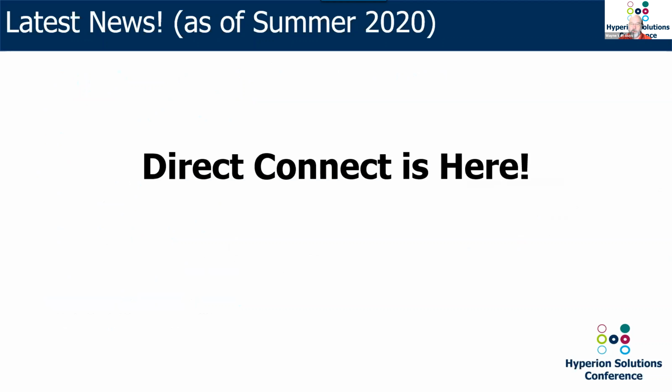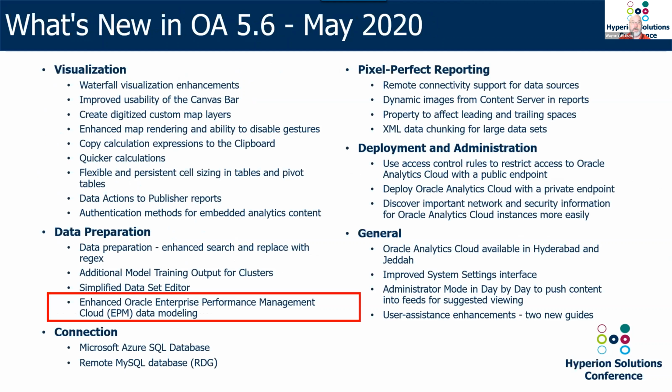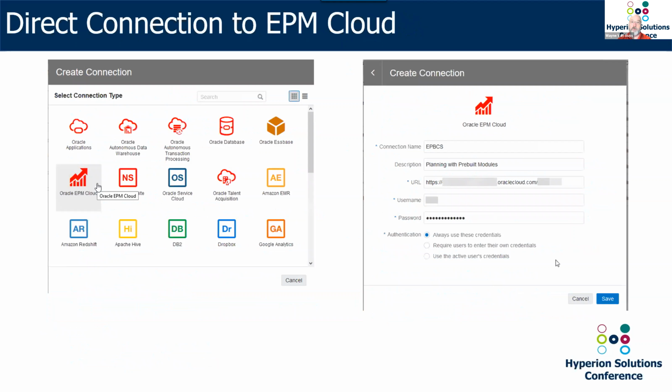So in the summer of 2020, we got a direct connect. Now the direct connect is part of that enhanced modeling, data preparation, and it was the 5.6 release of OAC. This piece included some enhancements to the RPD side, but mostly to the EPM Cloud connection. And this EPM Cloud connection is relatively simple to set up. You just need an ID that can go into the EPM Cloud. You have your URL and you're off and running.